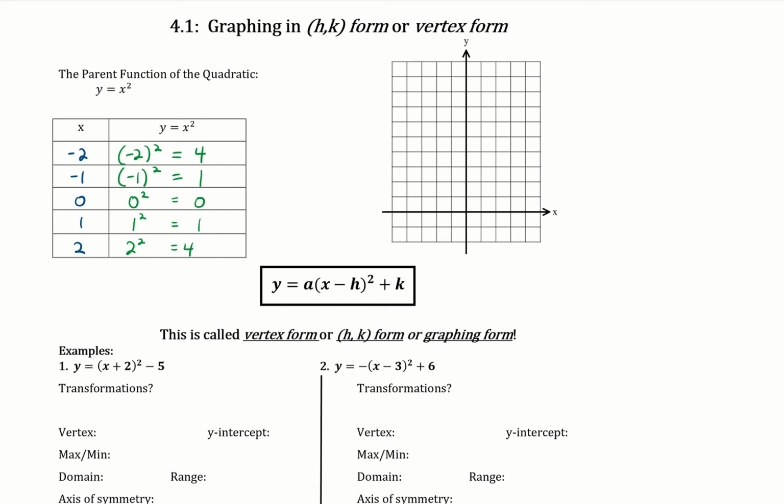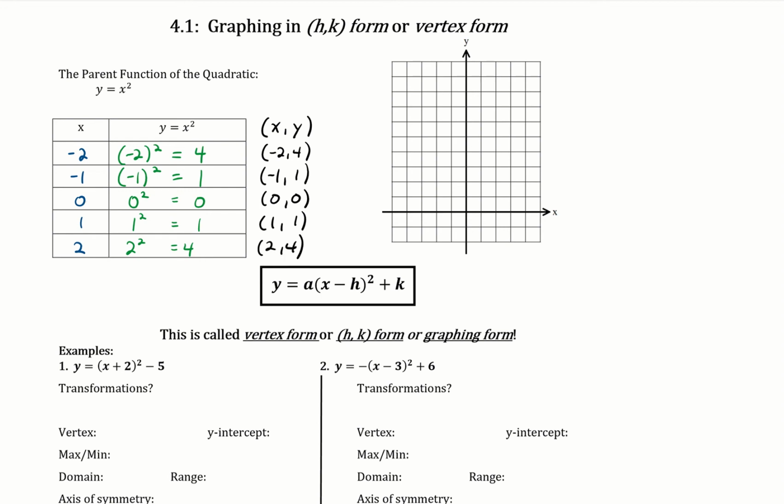From there, when we have the x and y coordinate that go together, we can form what's called an ordered pair, which is x comma y. So this is the coordinate -2, 4. This is -1, 1, 0, 0, 1, 1, and 2, 4.